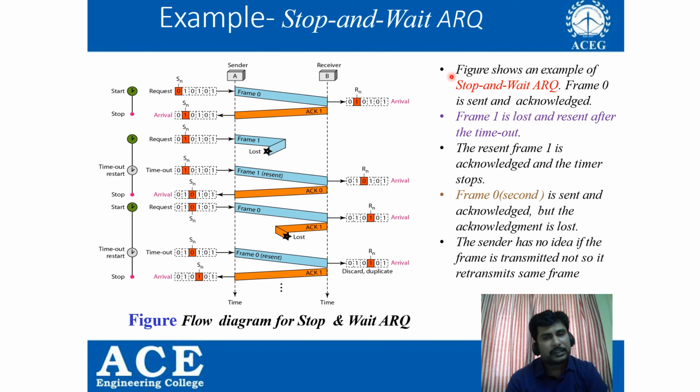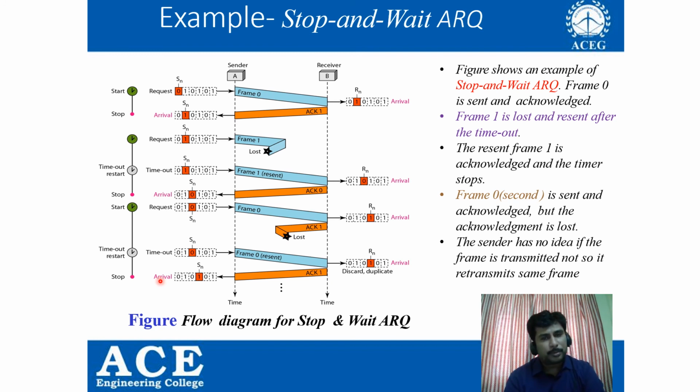First, let me quickly revise what we have discussed. The figure shows an example of the stop and wait ARQ protocol. Frame 0 is sent and it got a positive acknowledgement. Frame 1 is sent but it is lost, and after the timer expires it is resent and it gets a positive acknowledgement from the receiver. Next, frame 0 is transmitted but its acknowledgement got lost, so the sender is not sure whether the frame was transmitted successfully or not, so it tries to resend the same frame. This is how stop and wait automatic repeat request is implemented.